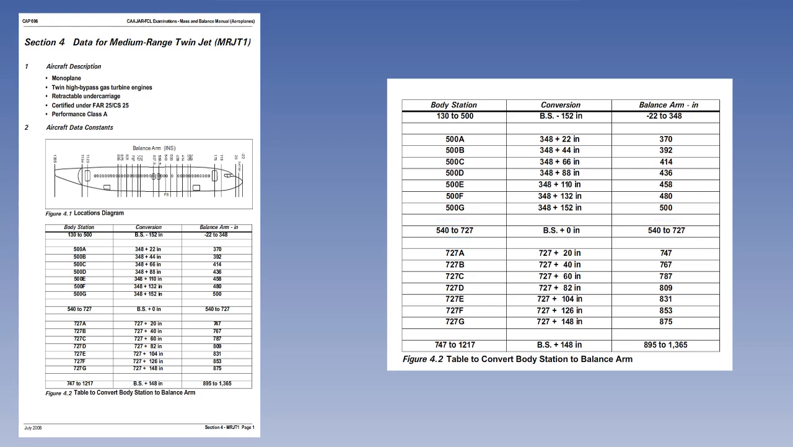Let us use the table to work two examples, converting body station to balance arm and vice versa. For the first example, we are required to convert body station 500E into a balance arm, and locating the body station 500E in the table will be our first action. Now move to the next column right, which reads 348 plus 110 inches. And finally move right to the last column to read a balance arm of 458 inches.